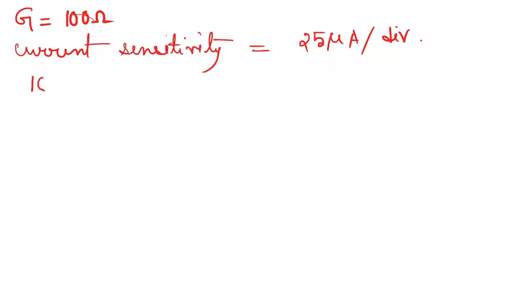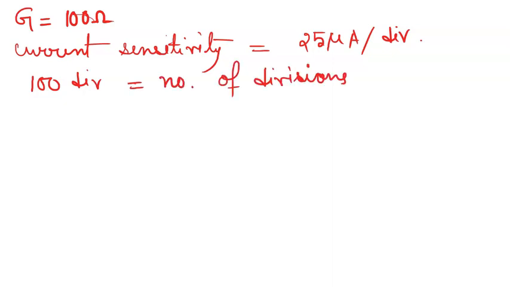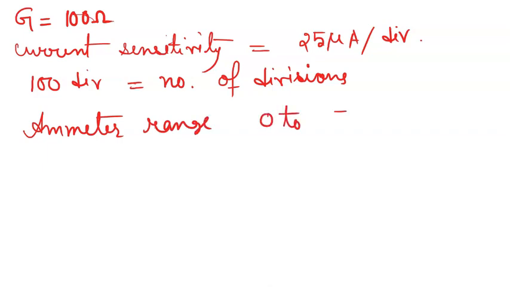It has 100 divisions, so the number of divisions is 100. Clear? So now the question is, how will you convert it into an ammeter of range 0 to 5 ampere? So the ammeter range is 0 to 5 ampere. That means we can measure the current up to 5 ampere with this ammeter.